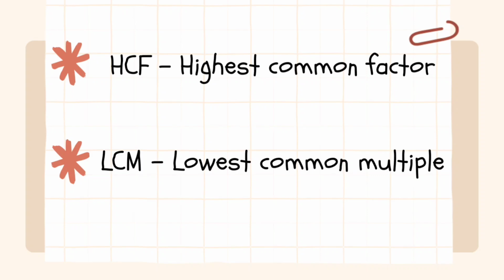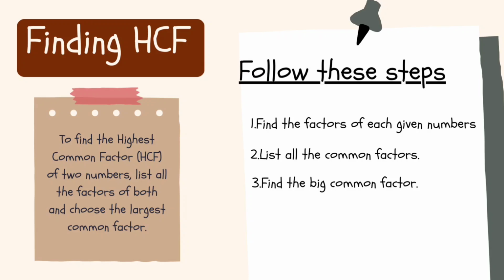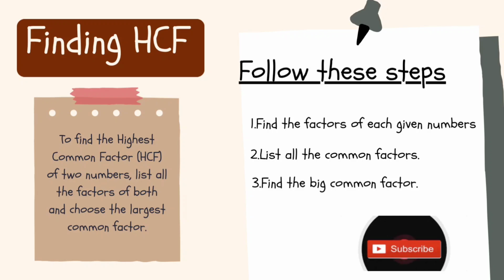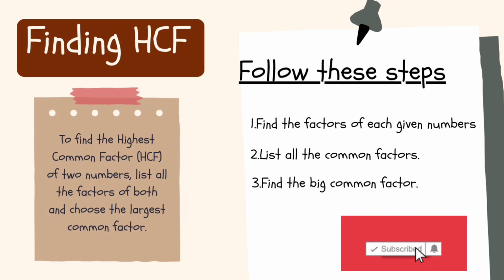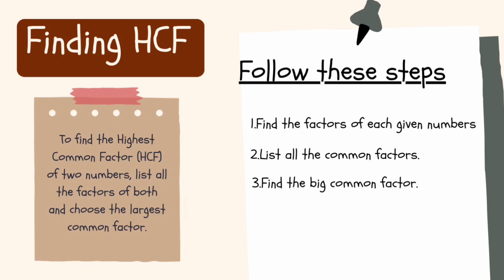But remember, HCF and LCM are mainly found with two or more numbers. Let's know more about HCF. HCF, that is finding highest common factors. For this, follow the steps. We have to find the factors of each given number. Then list all the common factors. Finally, find the biggest common factor of the numbers, and that is the HCF of those numbers.